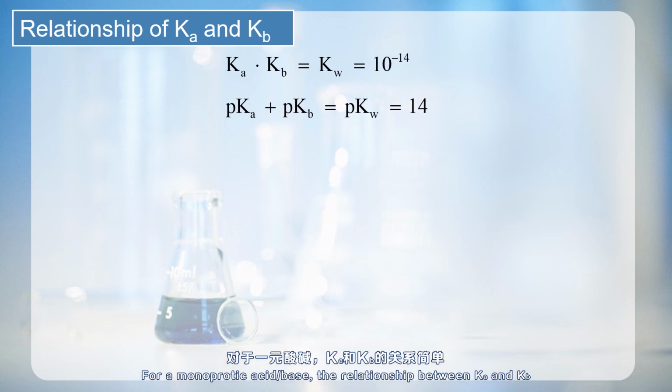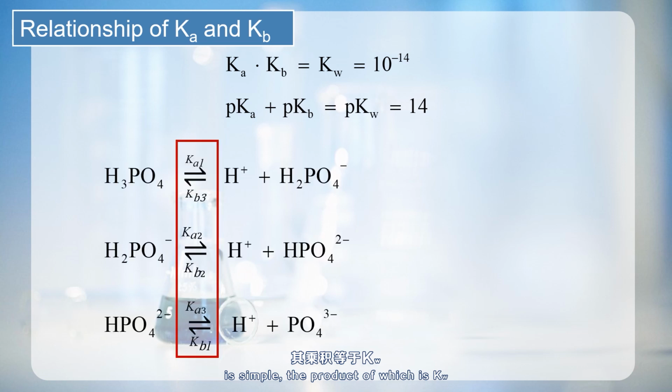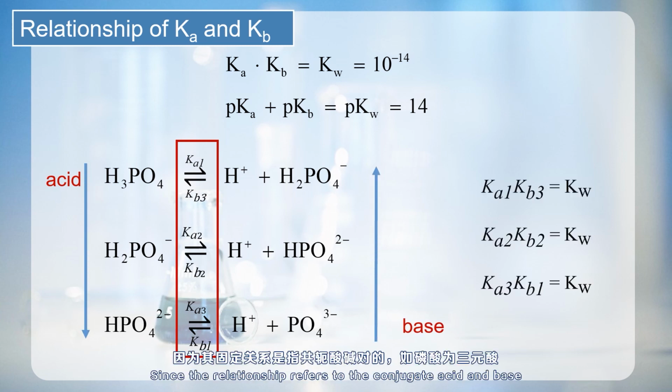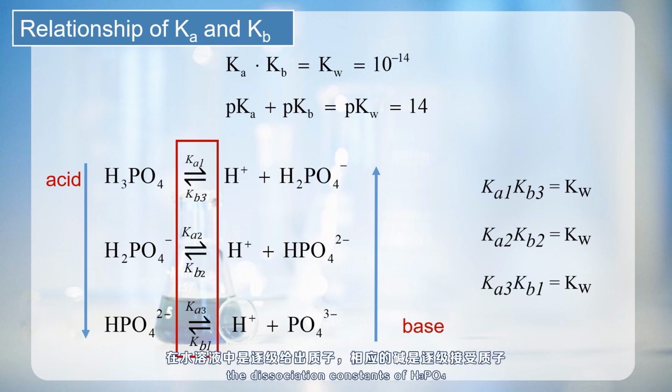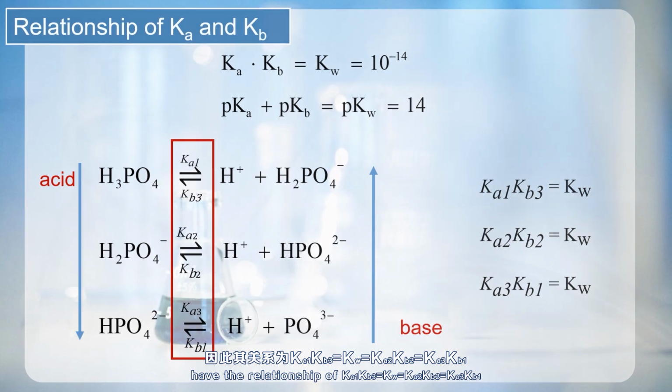For a monoprotic acid or base, the relationship between Ka and Kb is simple, the product of which is Kw. As for polyprotic acid or base, it is a little different, since the relationship refers to the conjugate acid and base. The dissociation constants of phosphoric acid have the relationship of Ka1 times Kb3 equals Kw equals Ka2 times Kb2 equals Ka3 times Kb1.